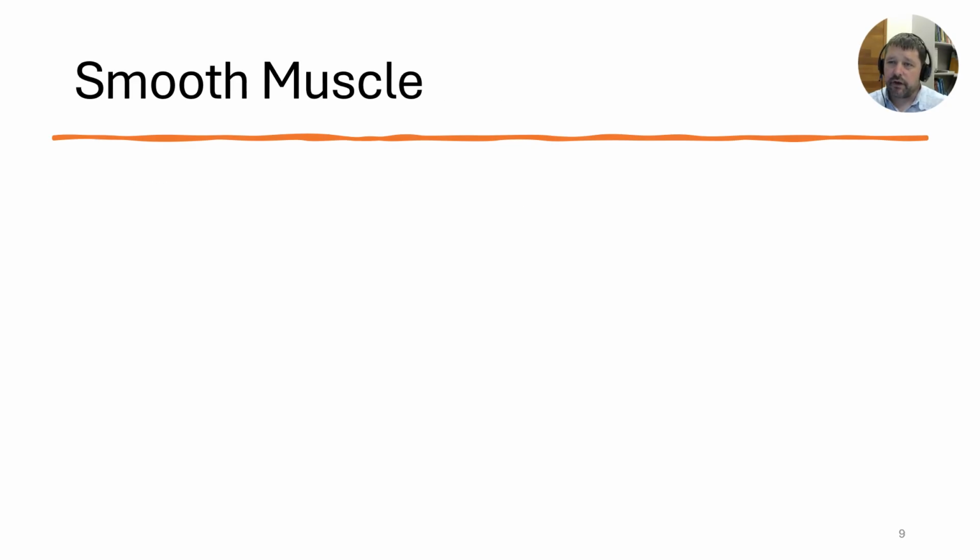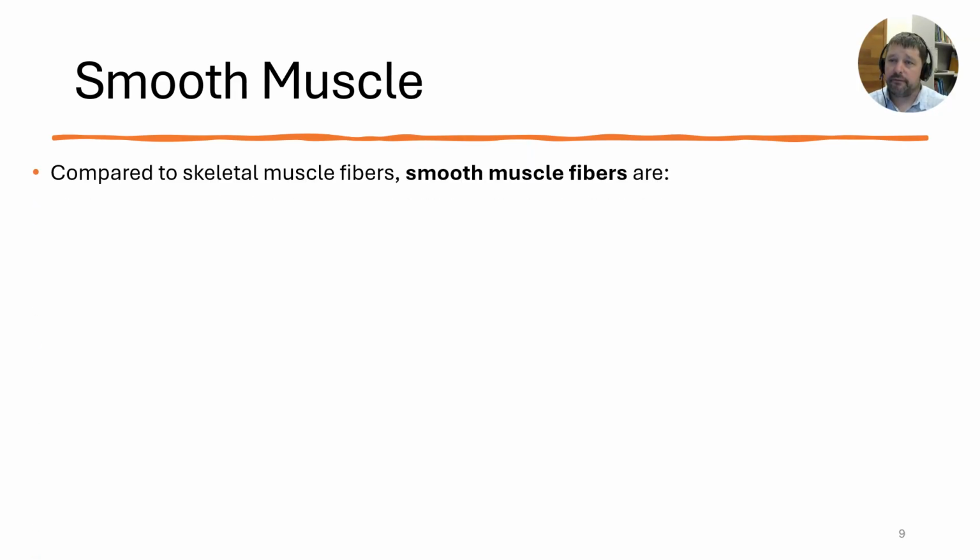Okay, the last piece I want to talk about a little bit is smooth muscle. We talked about skeletal muscle. It's by far the most common muscle, and the majority of the muscles that you might injure are skeletal muscle. But smooth muscle is important. When we compare it to skeletal muscle, there are a few differences that we need to know.